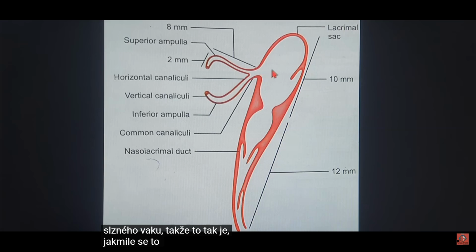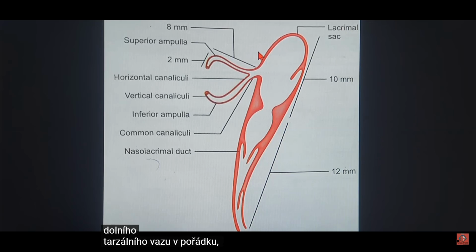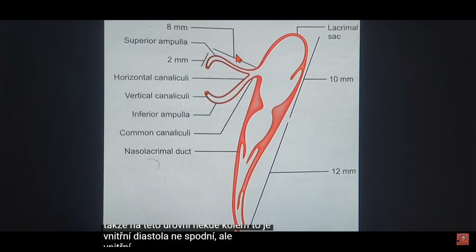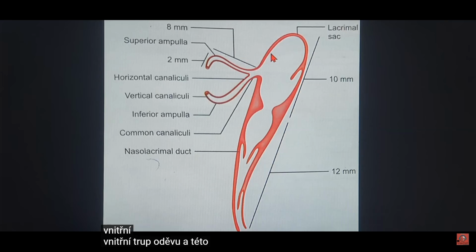Once it opens up in the lacrimal sac, this is the lacrimal sac, as you can see over here. That's the fundus, or the head of the lacrimal sac, which is at a level higher than the inner tarsal ligament. Somewhere around this level is the inner tarsal ligament, and this head, or fundus, of the lacrimal sac extends vertically beyond that inner tarsal ligament.